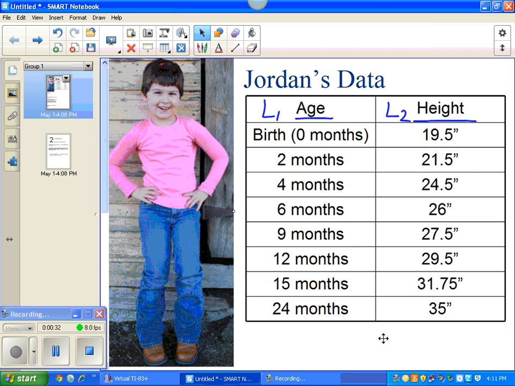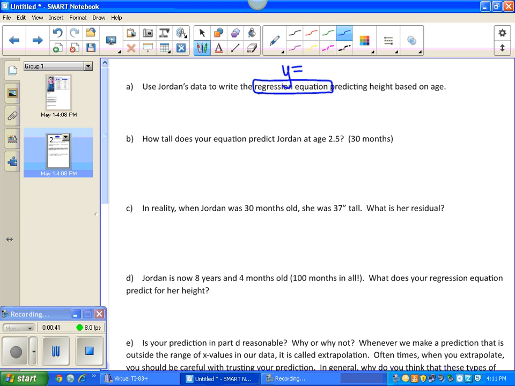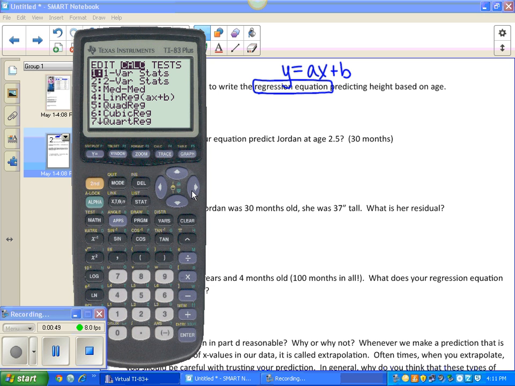The first question that I'd like us to answer is, write the regression equation. So that means you need an equal sign. And for us, we only deal with lines, so this is y equals ax plus b. So in your calculator, now that you have your lists filled in, you hit stat, we go over to calc, and we go over to lin reg. My data is in list 1 and list 2, so I do L1, L2. I hit enter, and there we go.